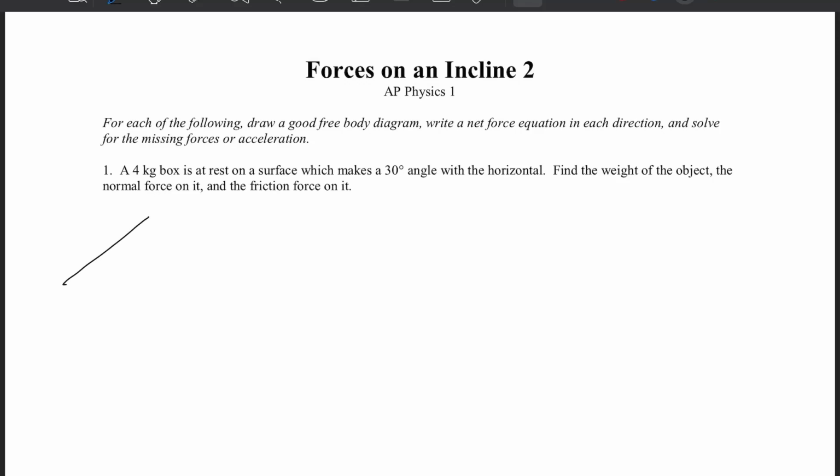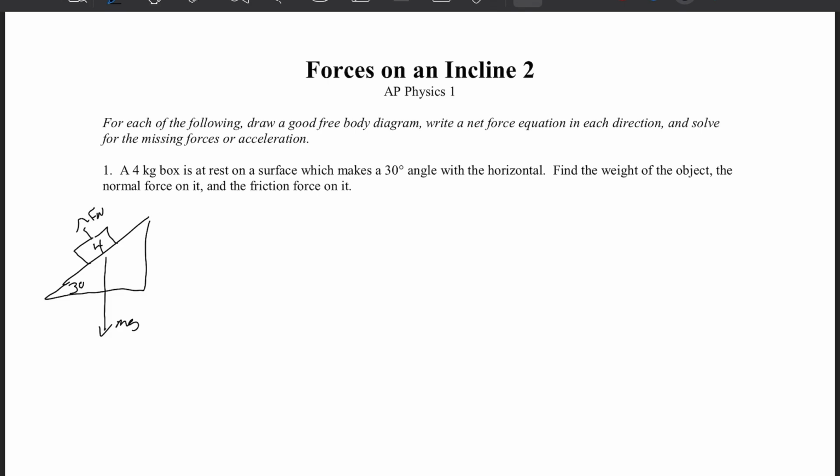All right, so this is forces on an inclined plane, and we've got a 6 kilogram block that's on a 30-degree angle. And this is what it would look like naturally. You've got an inclined plane, you've got a 4 kilogram block sitting there. We're going to find the weight of the object, which we already know is the mass times 10. So the weight's going to be 40, and we know mg goes straight down.